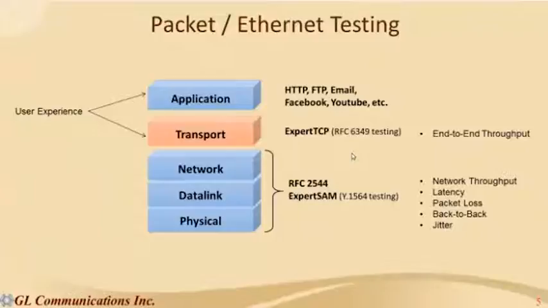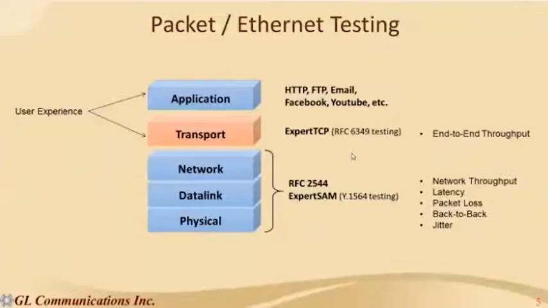So again, here's what we're looking at here with the performance testing methods. The three methods are shown here in relationship with the protocol stack. So as you can see, RFC-2544 and what GL is calling our expert SAM, which is the Y.1564 testing, is generally done at layers 1, 2, and 3. Those are also done at layer 4, the transport layer, but only with UDP. So the RFC-6349, which is our ExpertTCP, was created to do a true end-to-end user experience TCP test.